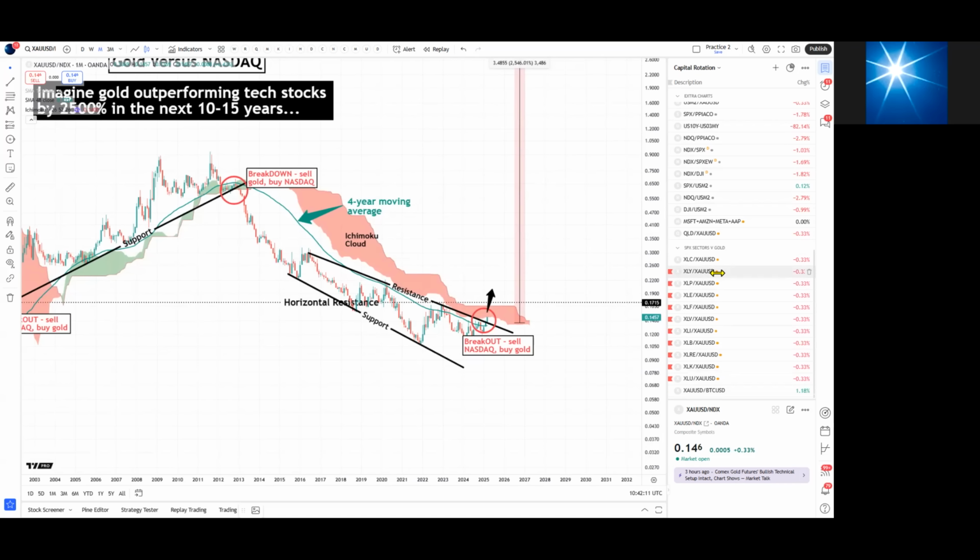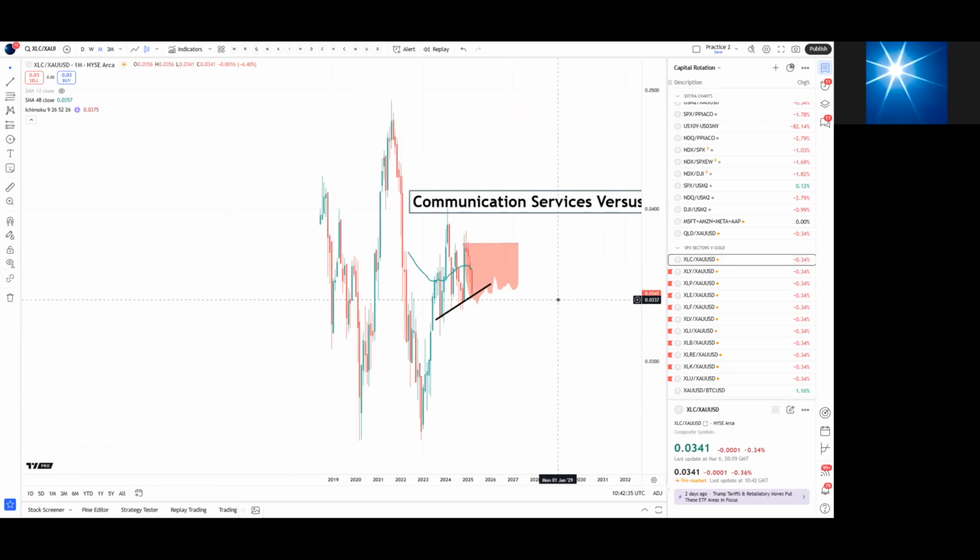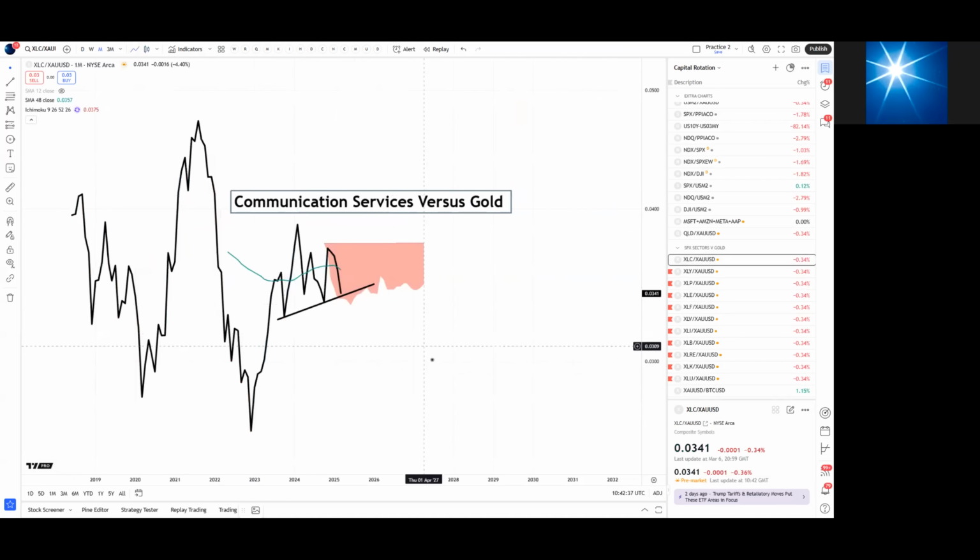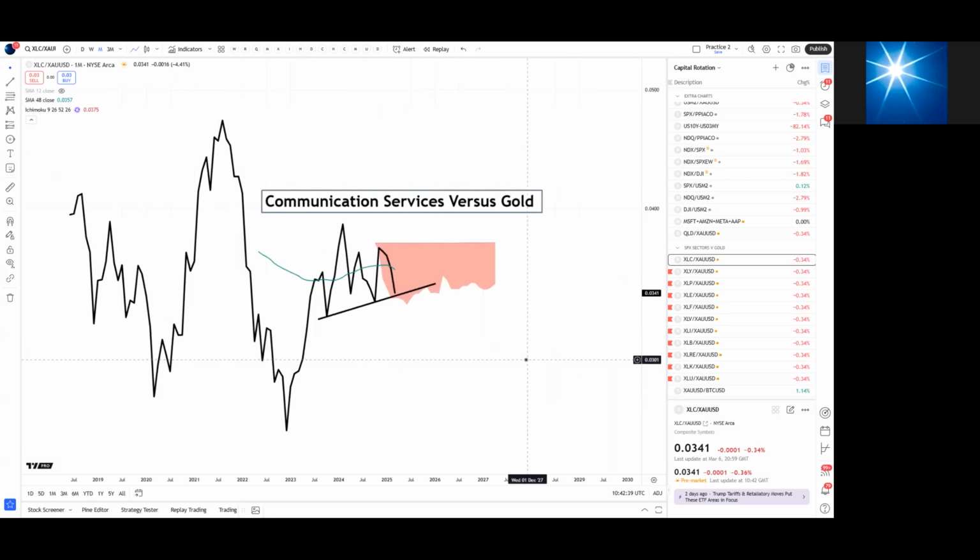Now the S&P sectors, there are 11 sectors in the S&P, and when they all break down versus gold, we have a capital rotation event. All the ones with red flags now, as I speak at this moment, have broken down versus gold. So I think it was 7 of the 11 before. It's now 10 of the 11. So the only one that hasn't really broken down versus gold is this one. It's communication services versus gold, but it is close. It's very close to breaking down.